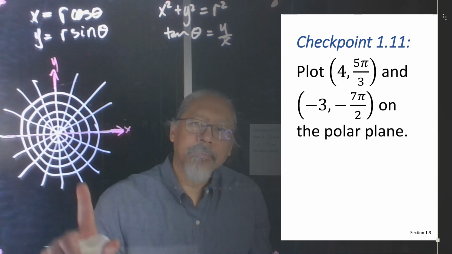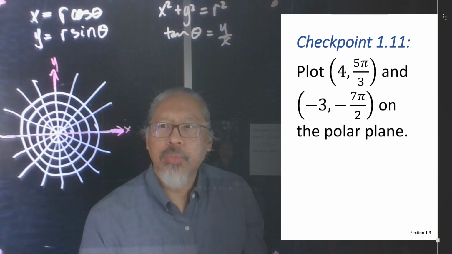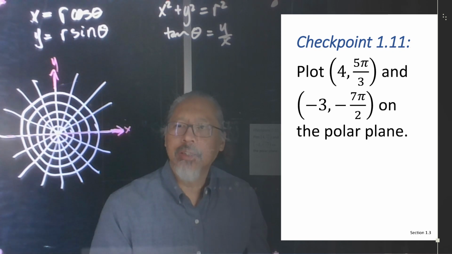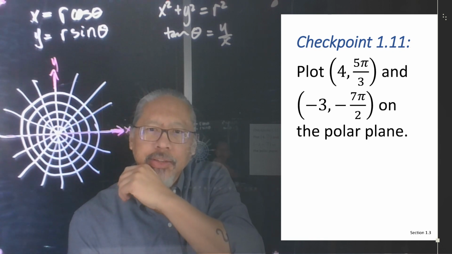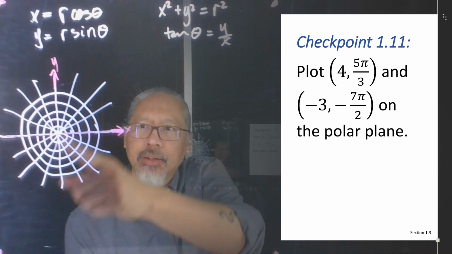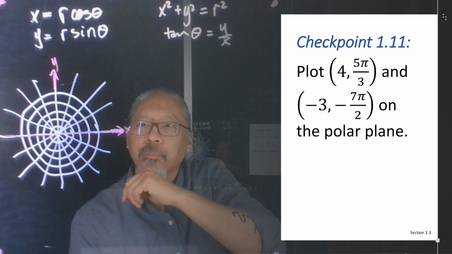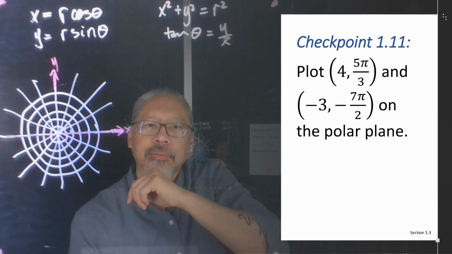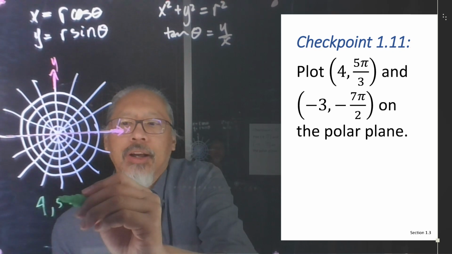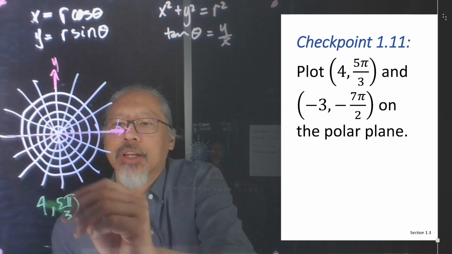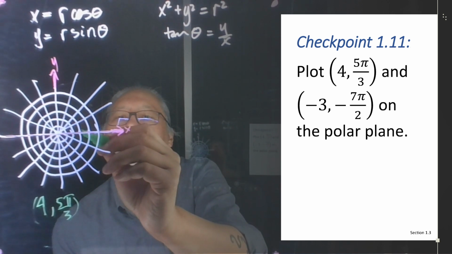This is an example of a polar coordinate plotting system. The circles are like the radial distance from the origin, and the lines going through the origin are like the angles. So if we were to plot (4, 5π/3), for example, we would start from the origin and go 4 circles out.